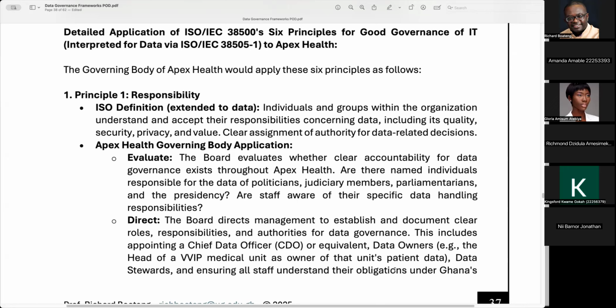Finally, they monitor adherence through regular reports, reviewing findings from significant incident investigations, especially any involving VVIP data, examining audit results, and ensuring management addresses any identified failures promptly.